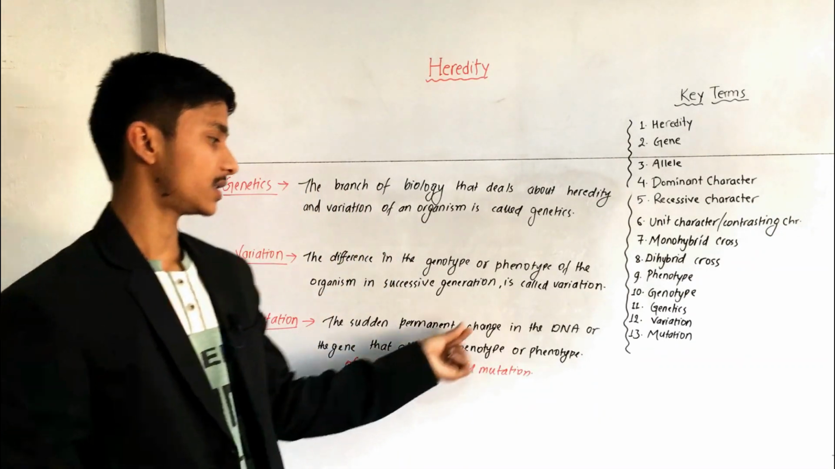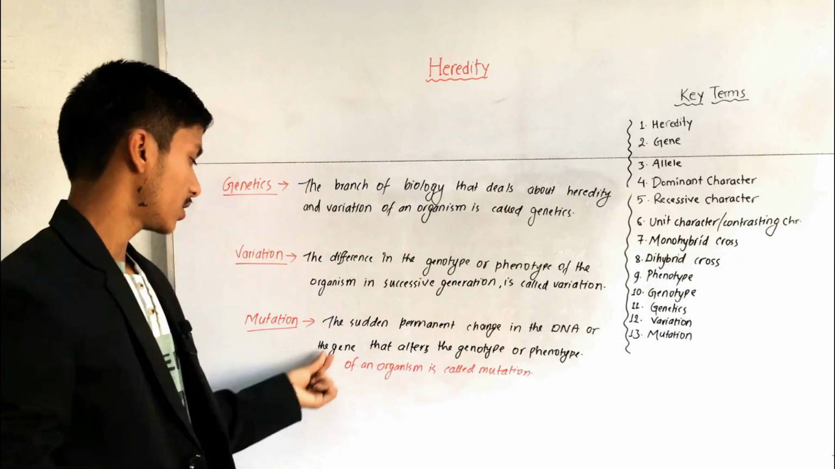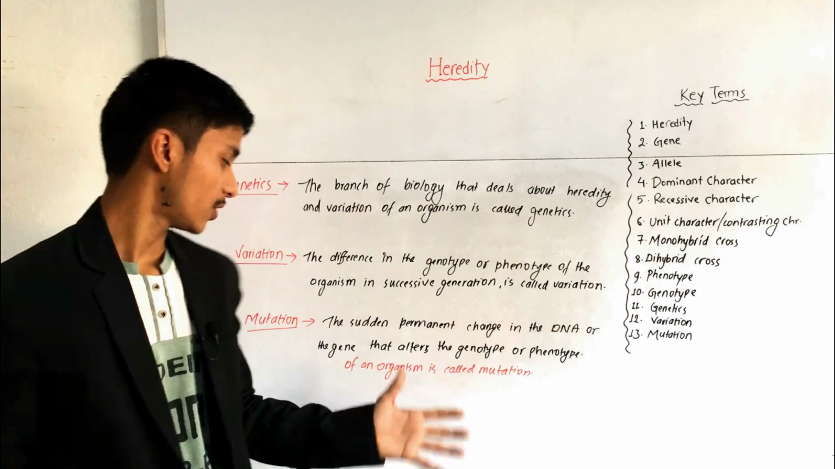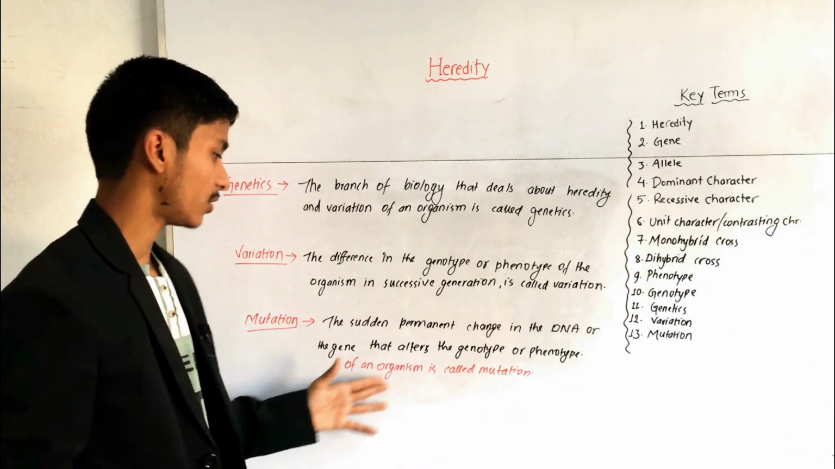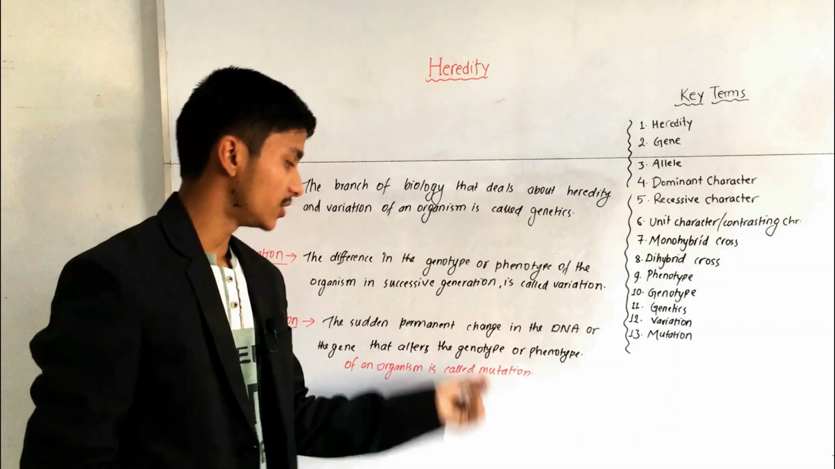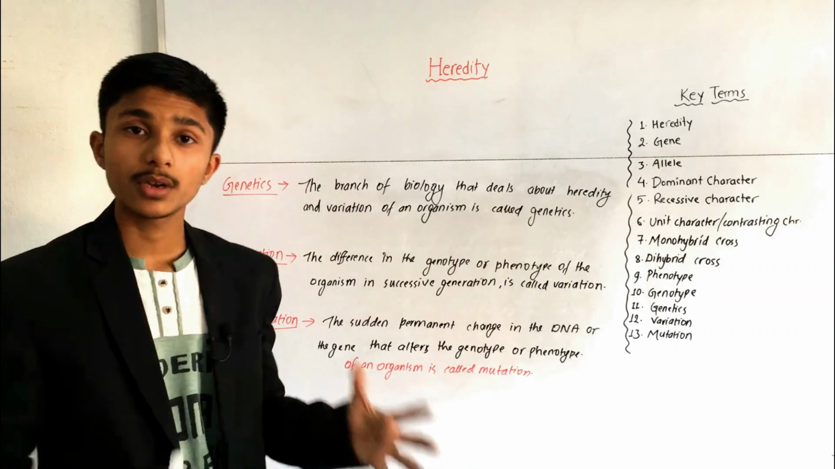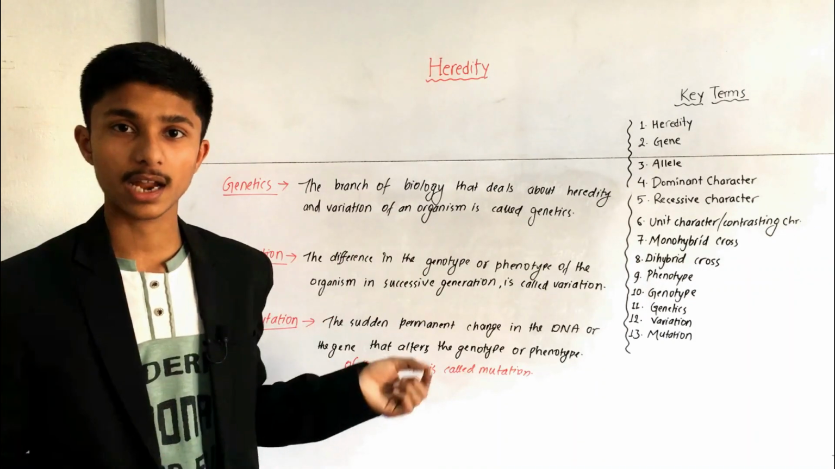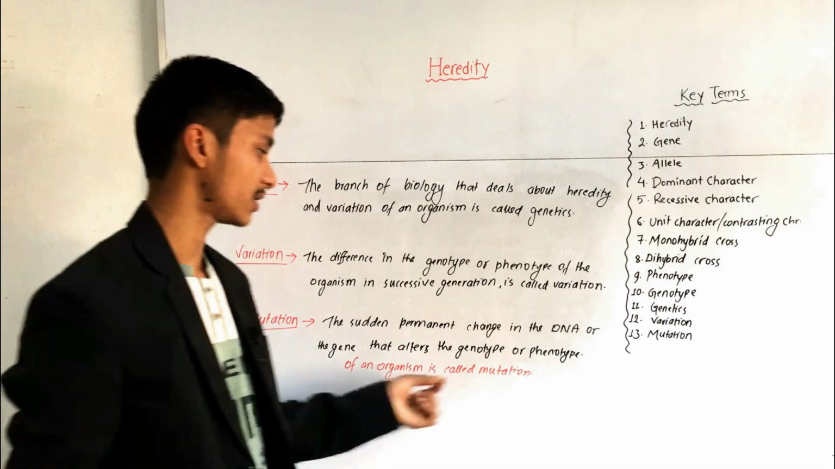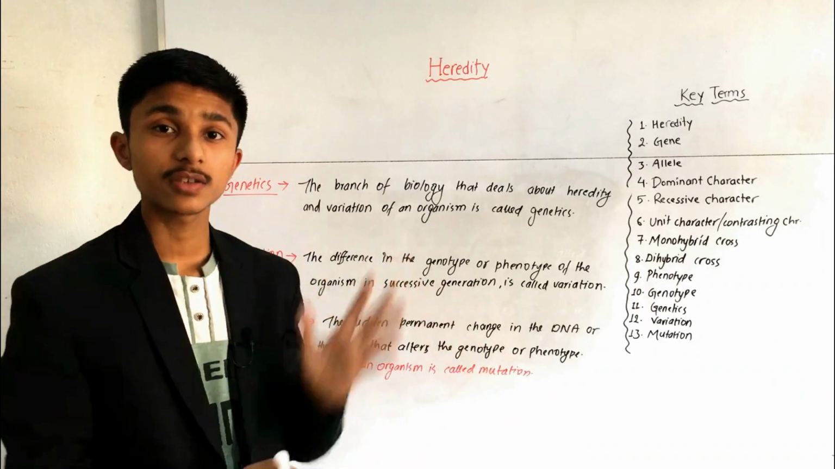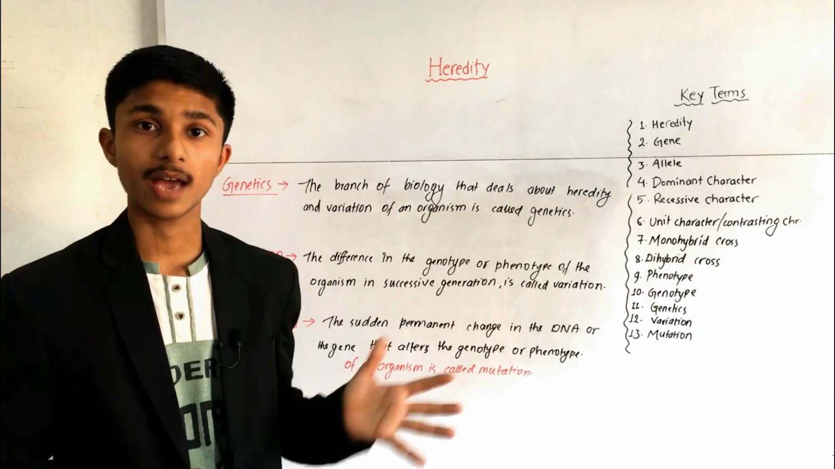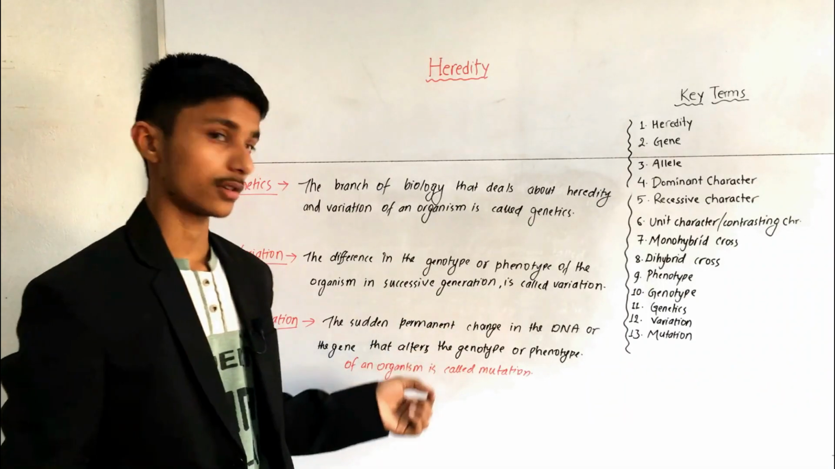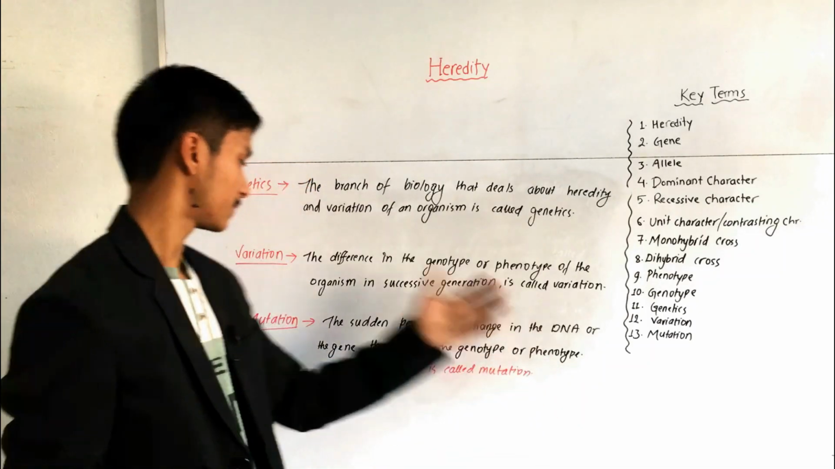The sudden permanent change in the DNA or the gene that alters the genotype, either it alters the genotype or phenotype of an organism. Genotype means it alters the genotype internally, it means internal. And phenotype means, for example, having 6 fingers instead of 5 fingers, having 10 fingers instead of 5 fingers. Okay, that is phenotype.